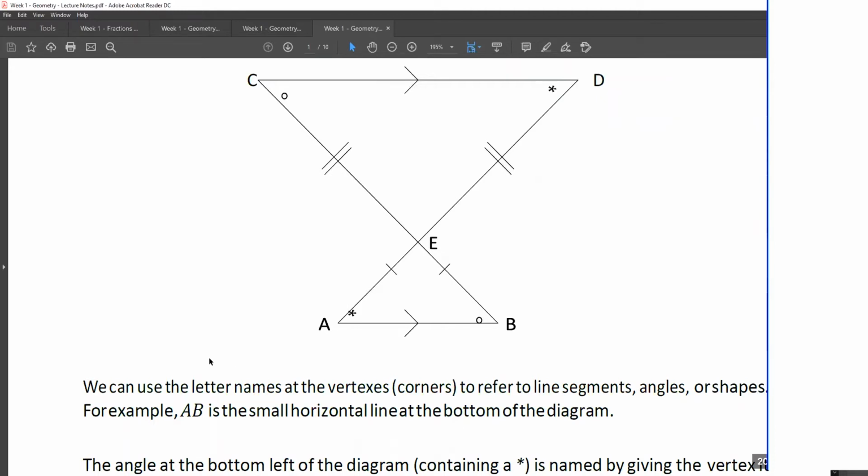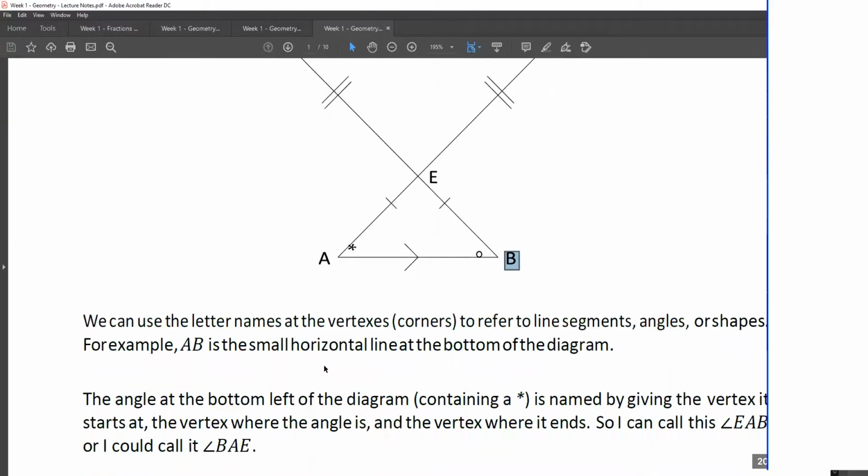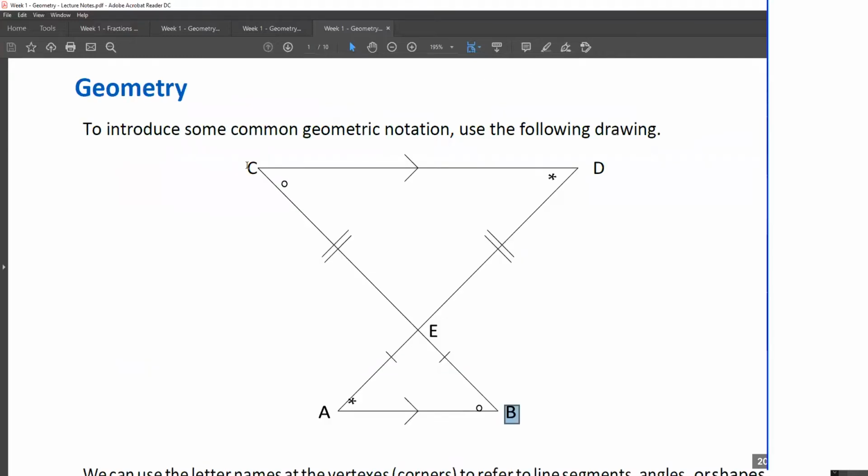The other thing that we take note is that we can use the letter names at the vertices to also refer to line segments. In the absence of lowercase letters, so as you see there is no lowercase letter on this bottom line, we can go ahead and use the vertices as a name for the line segment. So this corner, this vertex A and this one B are at either end of this line segment, so we could name this line segment AB. The same thing, of course, would happen at the top. We have a corner C, we have a corner D, so the line segment between them will simply be named CD.